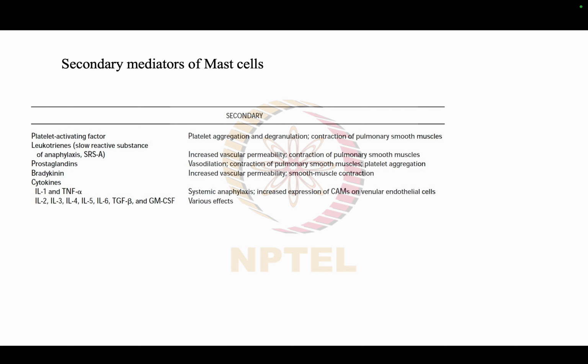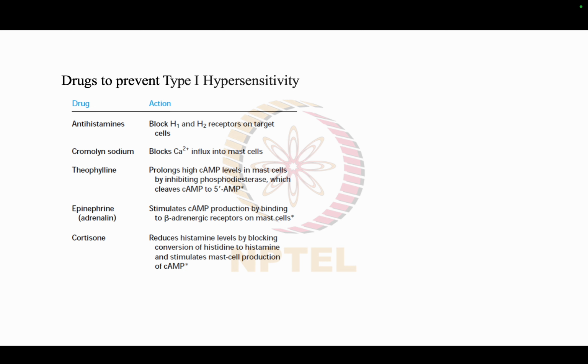Secondary mediators: platelet activating factor, causing platelet aggregation and degranulation and contraction of pulmonary smooth muscles; leukotrienes, the slow reactive substance of anaphylaxis; prostaglandins; bradykinin; and cytokines such as IL-1, TNF alpha, interleukins 2, 3, 4, 5, 6, and TGF beta. Systemic anaphylaxis involves increased expression of CAMs on venular endothelial cells. Various effects are there.